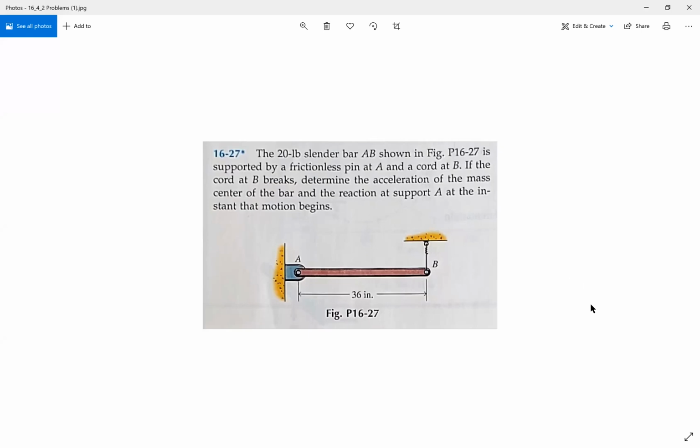This is problem 16-27. A 20-pound slender rod AB shown in the figure is supported by a frictionless pin at A and a cord at B. If the cord at B breaks, determine the acceleration of the mass center of the bar and the reaction at support A in the instant that motion begins.